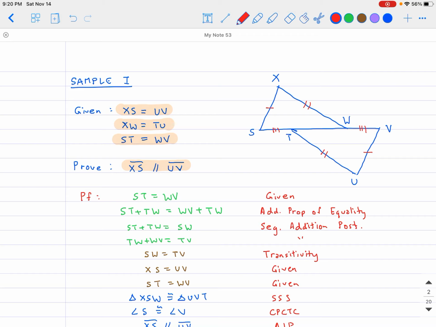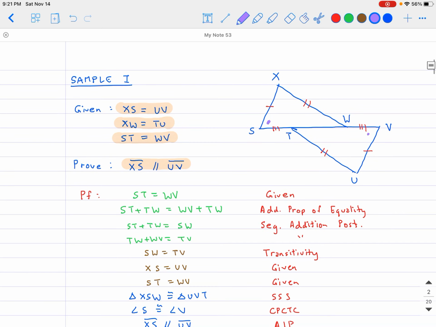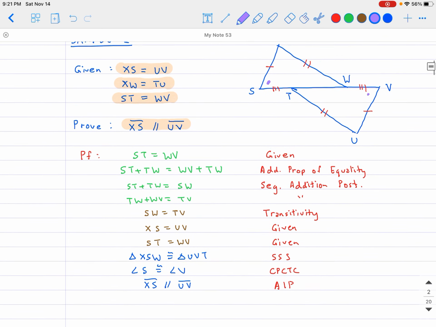But according to my picture, it definitely looks like the two triangles are going to be congruent to each other by SSS. And if that's the case, then maybe we can use corresponding parts to show that angle S is going to be congruent to angle V. And if you notice their position, SV is the transversal to SX and also VU. So that means by AIP, the alternate interior angles, I can prove that those two lines are going to be parallel. All right, so here, let's go ahead and write down the proof.